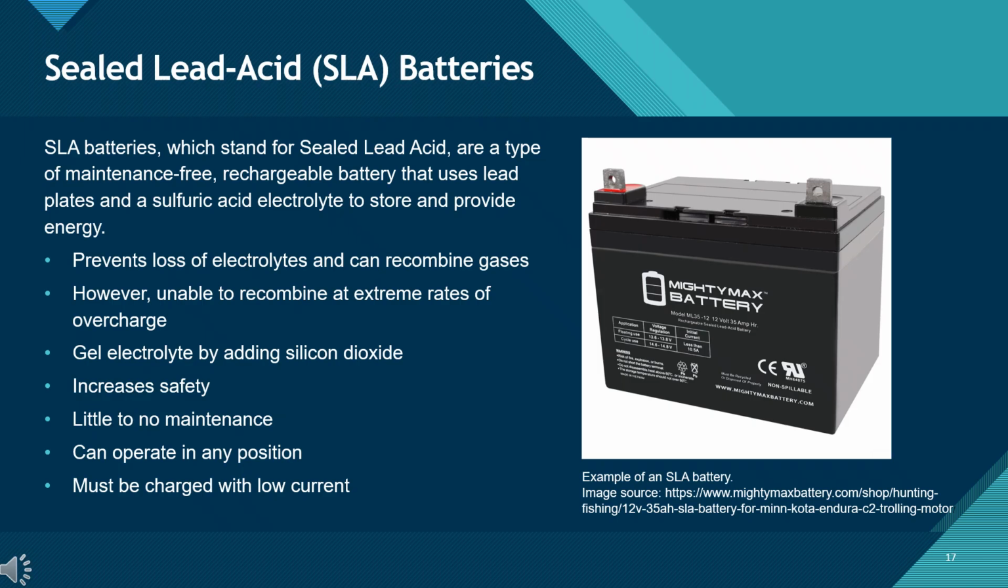Sealed lead-acid batteries, or SLA batteries, are a type of maintenance-free rechargeable battery. They rely on lead plates and a sulfuric acid electrolyte to store and deliver energy. Because they are sealed, they prevent electrolyte loss and can even recombine gases inside the cell, making them safer and easier to handle. Many SLA batteries use a gel electrolyte created by adding silicon dioxide, which further improves safety. They require little to no maintenance and can be operated in almost any position, making them very versatile.